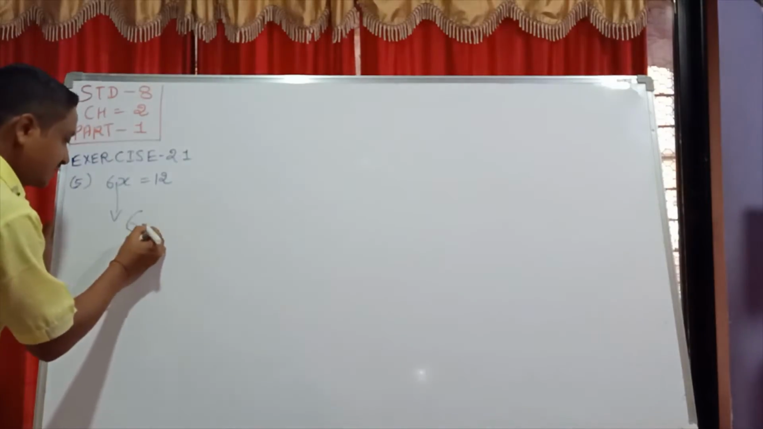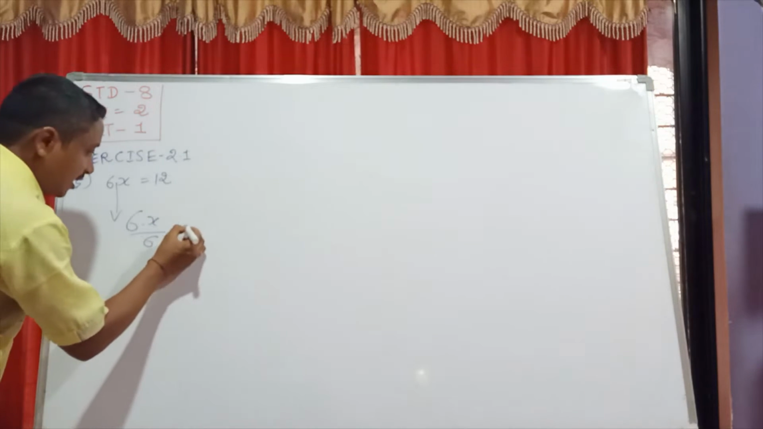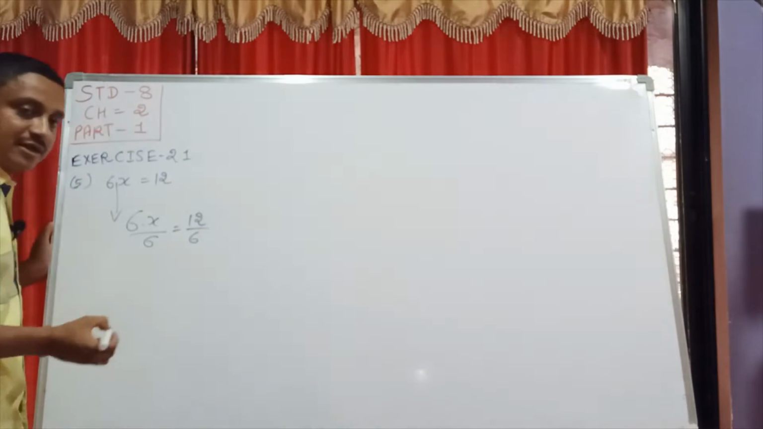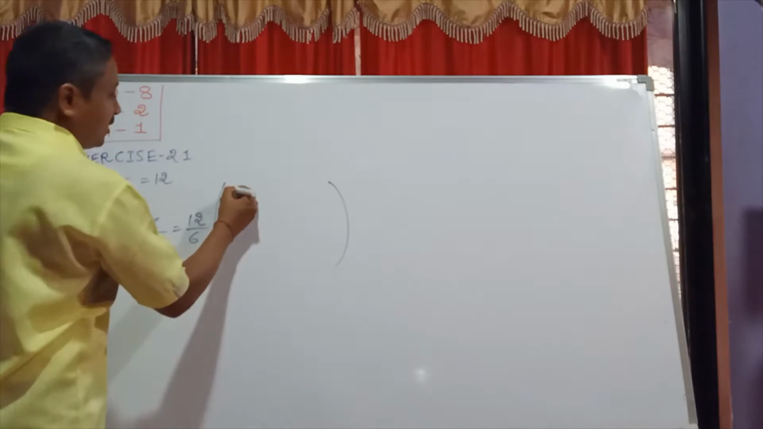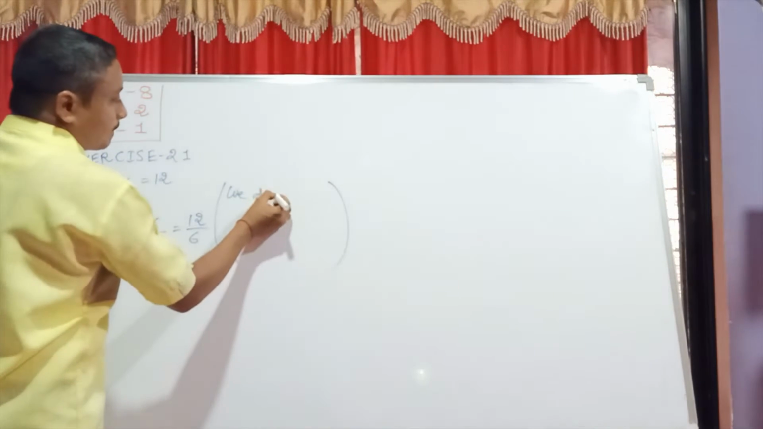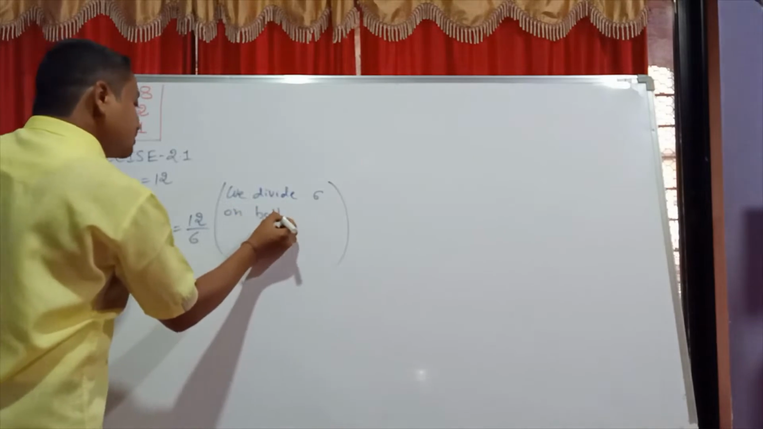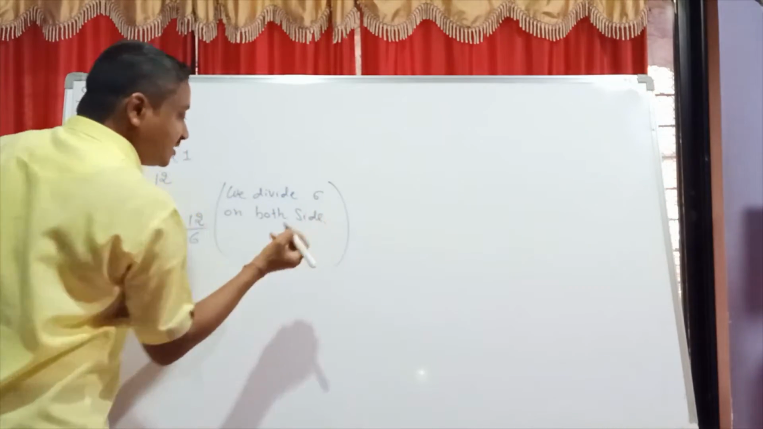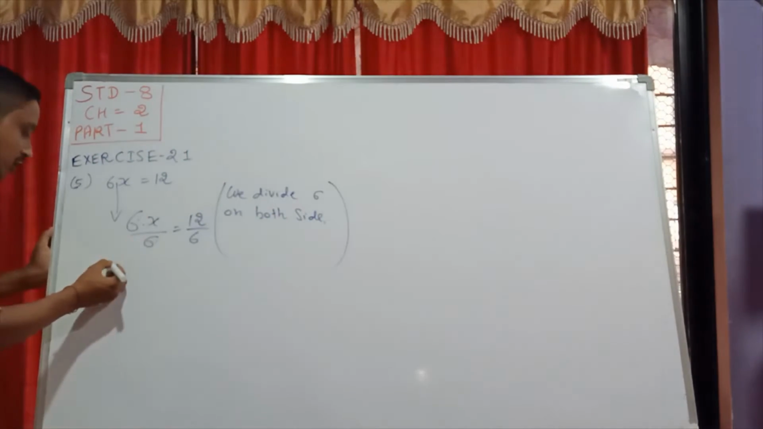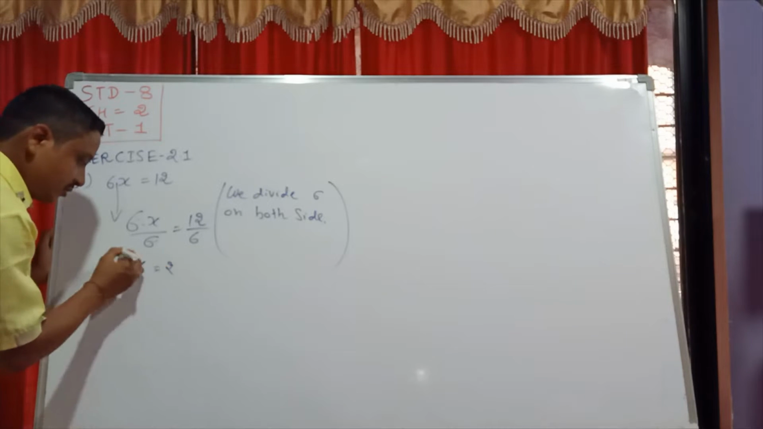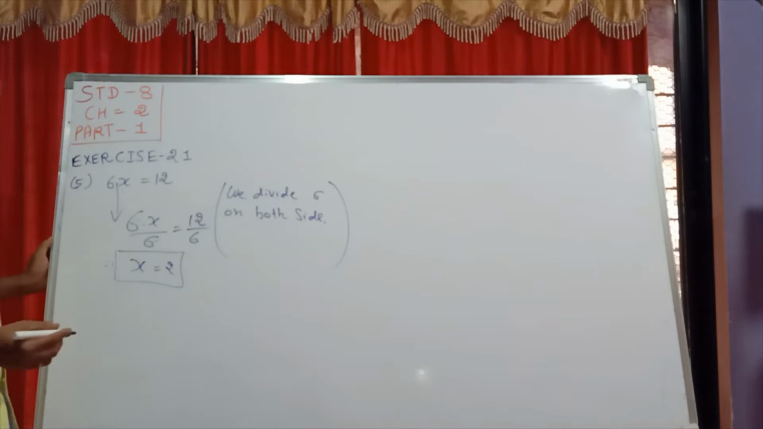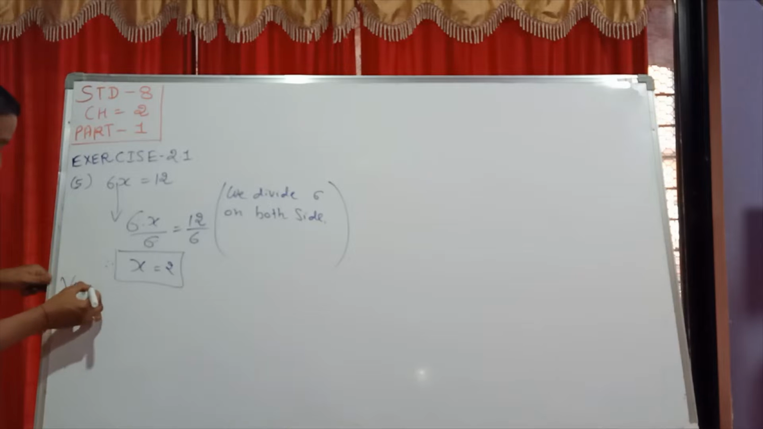So here 6x divided by 6, and here also divided by 6, and side by side mention we divide 6 on both sides. It's a very easy and simple process. This 6 and 6 are gone, and here 6 twos are gone. Yes, easily gone. Now I go to verify.